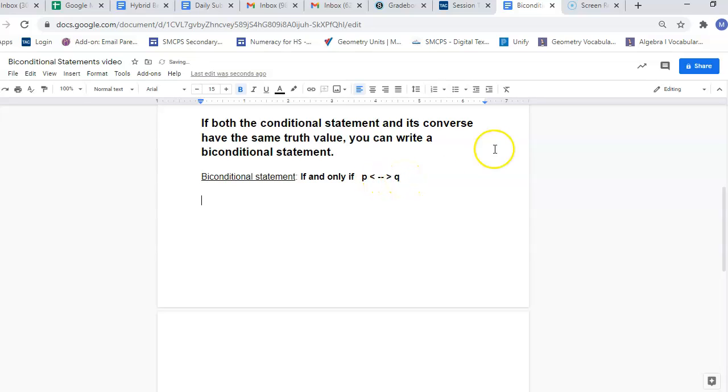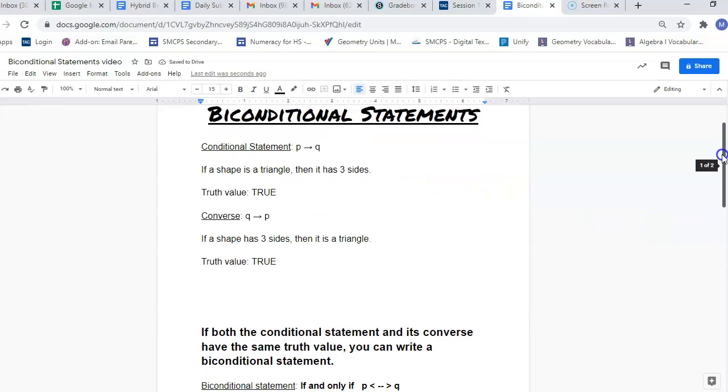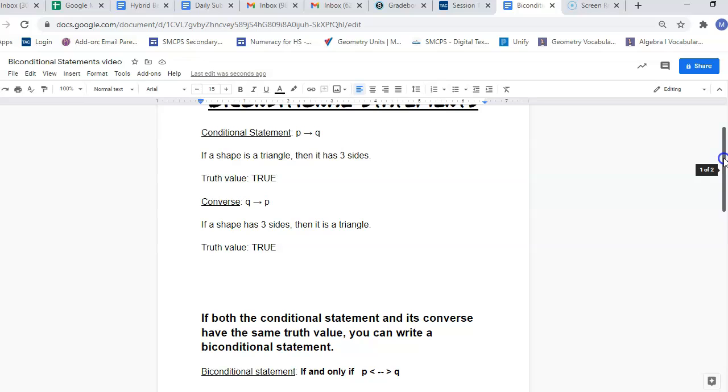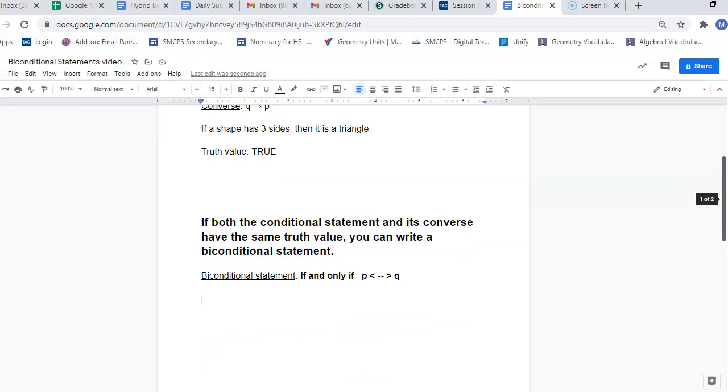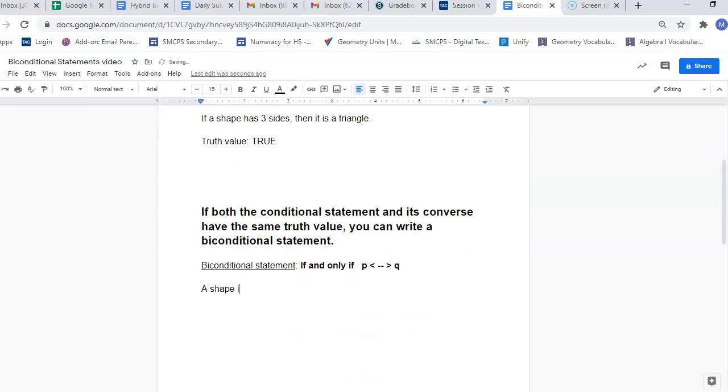So back to our example about the triangle. Remember, our original statement was if a shape is a triangle, then it has three sides. So what we're going to do is take the hypothesis. We're going to say a shape is a triangle, and then we're going to throw in if and only if, if and only if it has three sides. There's our biconditional statement. We just took the original statement, if P then Q, but we threw if and only if in it and set it up that way. That's called a biconditional statement. So the key phrase there is if and only if.